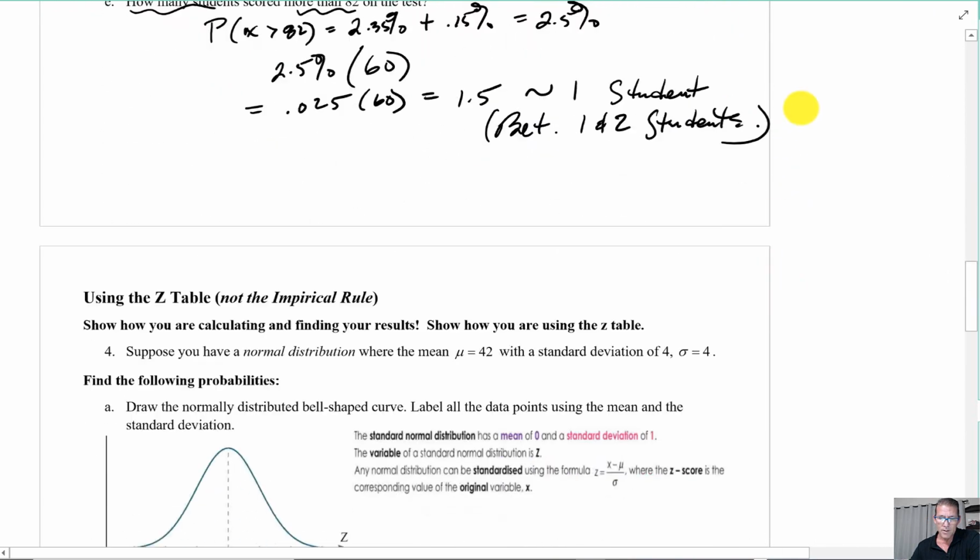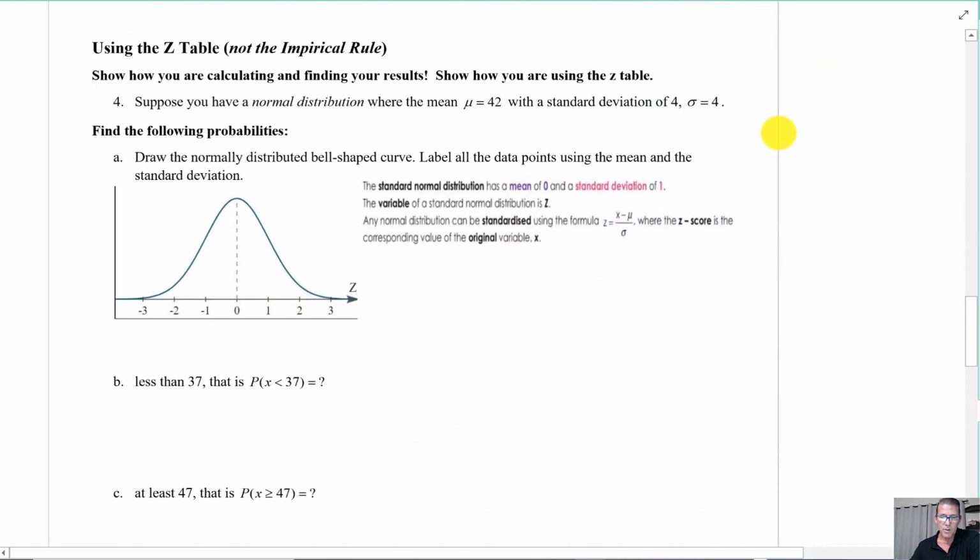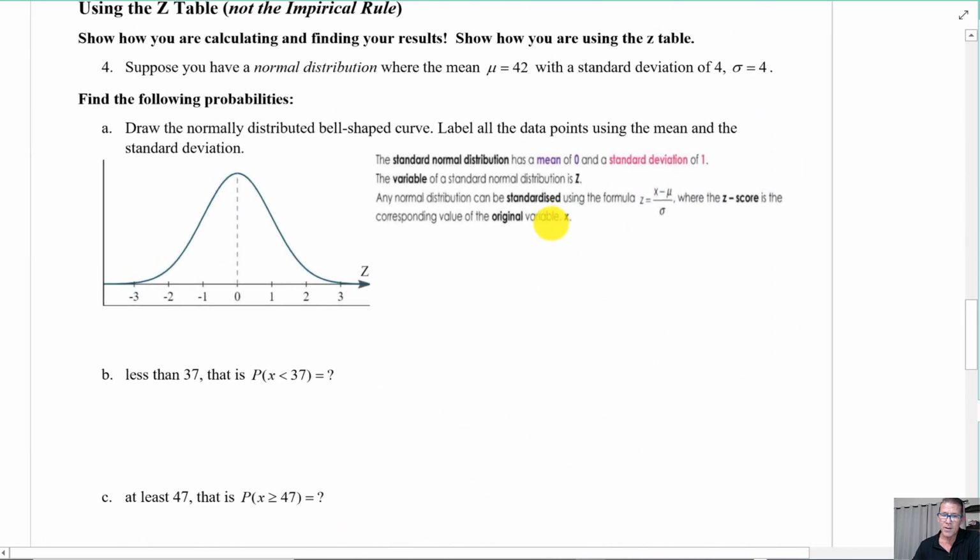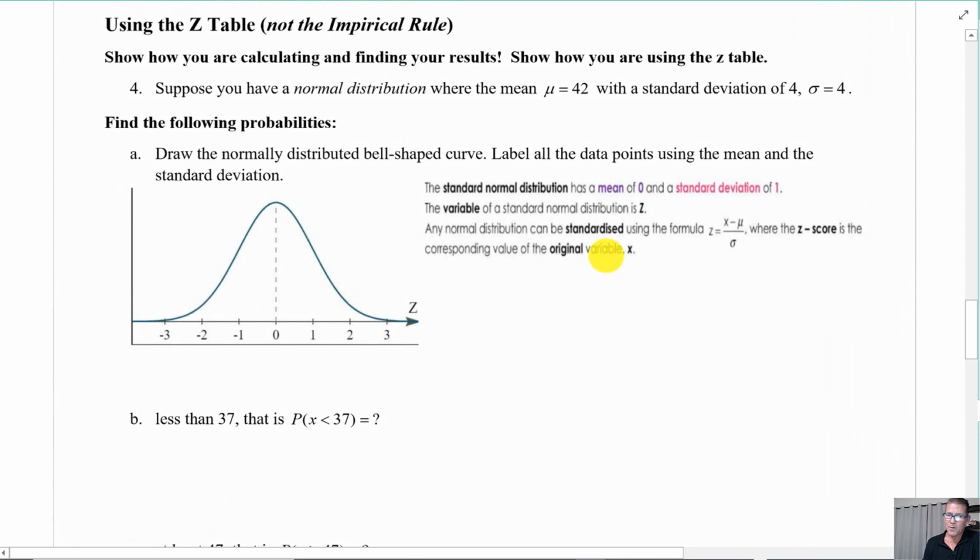That's the empirical rule. Let's talk about how to use the z-table. Let's review this here. So using the z-table now, not the empirical rule, we want to show how we're calculating. Suppose we have a normal distribution where the mean is 42 and the standard deviation is 4. Okay, so let's detail that out.